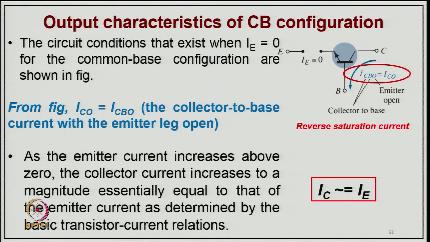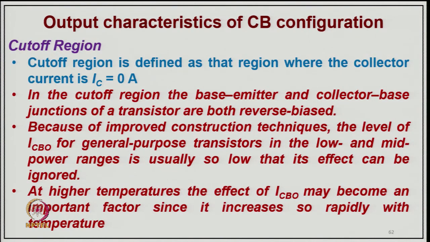the current can flow, the collector base current with the emitter leg open. As the emitter current increases above 0, the collector current increases to a magnitude essentially equal to that of the emitter current, determined by basic transistor action. So, we say IC is almost equal to IE, with of course some factor going to the typically small base current. The second region in the output characteristic is the cutoff region.